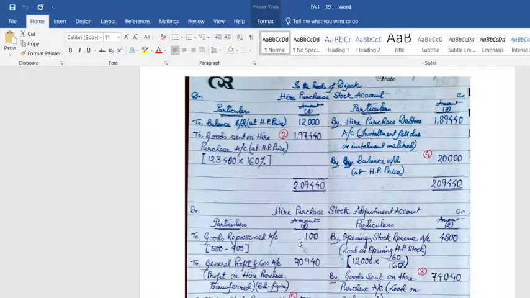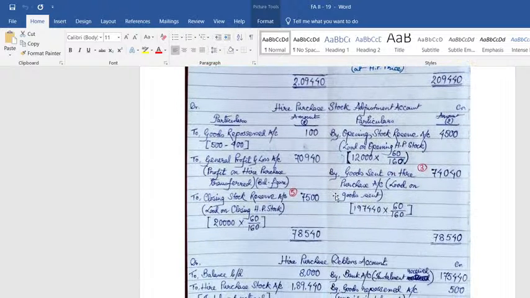So the remaining balance becomes, in the general profit or loss account, profit on hire purchase, 70,940. It is simply the addition of the credit side and the balancing figure of the debit side. I added it on the credit side and found the balancing figure. So 4,500 plus 74,040 minus 100 minus 7,500, you will get 70,940 as the profit on hire purchase, the profit on hire purchase transfer. It's 70,940.